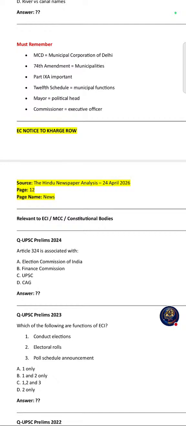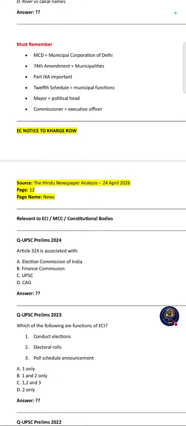MCD means Municipal Corporation of Delhi. 74th Amendment is for municipalities. Part 9A is very important, and 12th schedule is related to municipal function. Mayor is a political head, commissioner is an executive officer.